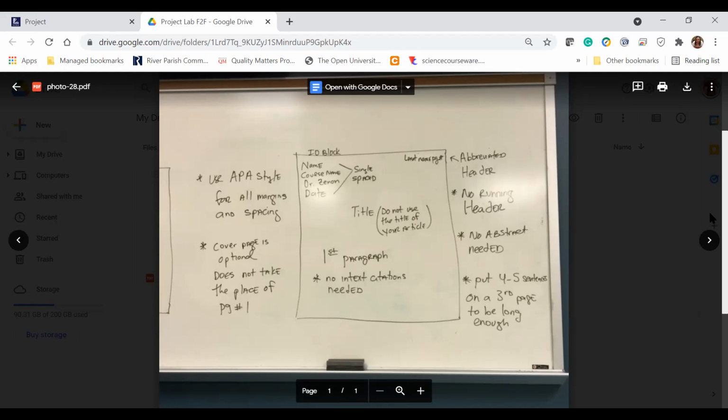And I've given you your first sentence. You do not need to use in-text citations. I remind you of that here on this picture. And then a cover page is optional. I would suggest to you that you not include a cover page and that you just format according to this page that I've shown you here, okay? Any questions about what I've included here on this picture that you can access right from the project folder?